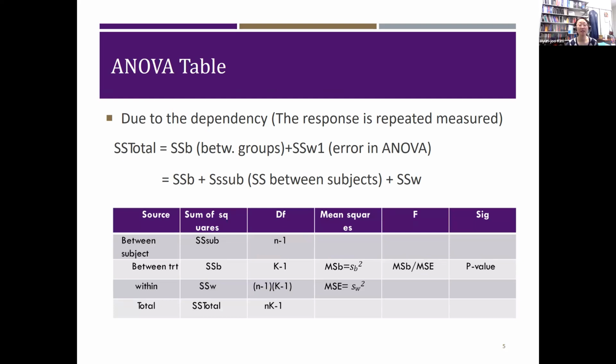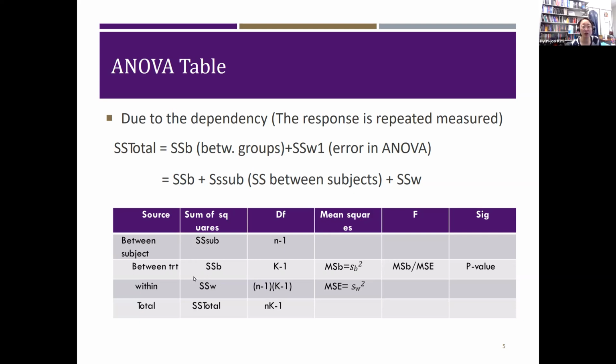Let's see the ANOVA table for the repeated measure. Recall that in one-way ANOVA, there were 2 error sources: one from the group, so-called between treatment, and the error within. And these 2 make the total variation. The sum of squared total is the sum of the squared between groups and the error.